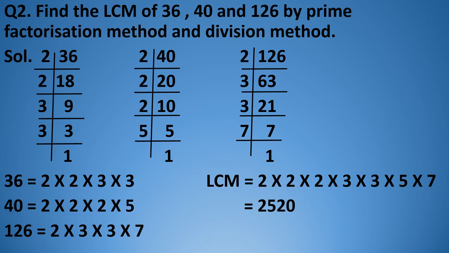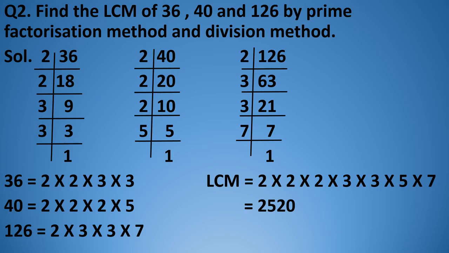Prime factors of 36, see, 2 18s are 36, 2 9s are 18, 3 3s are 9 and 3 1s are 3. Now we will make the prime factors of 40. 2 20s are 40, 2 10s are 20, 2 5s are 10, 5 1s are 5. Now prime factors of 126, divide 126 by 2, 63, 63 by 3, 21, 21 by 3, 7 and 7 by 7, 1.